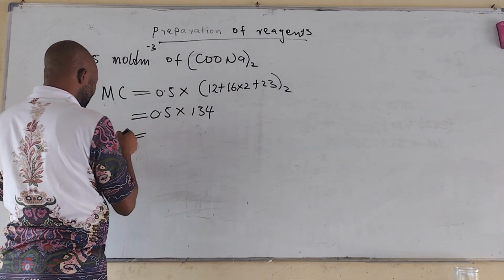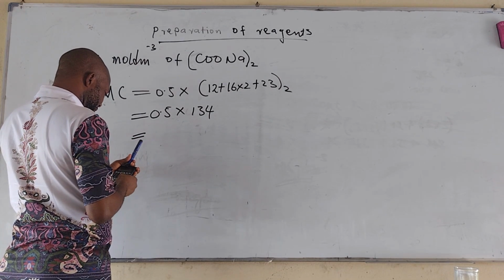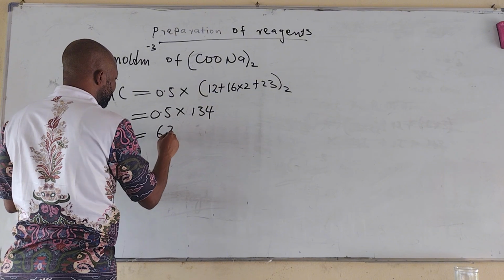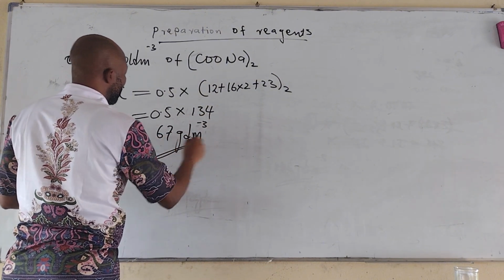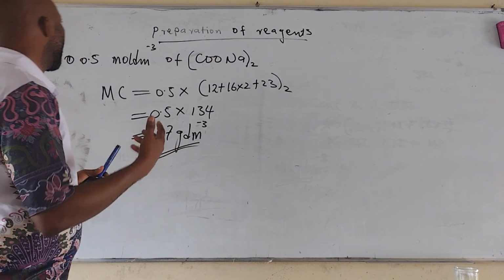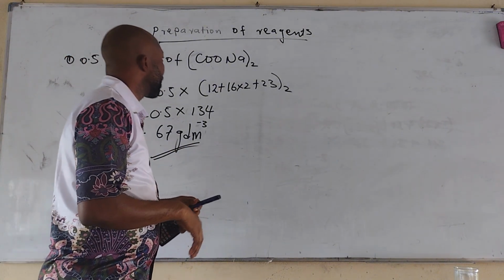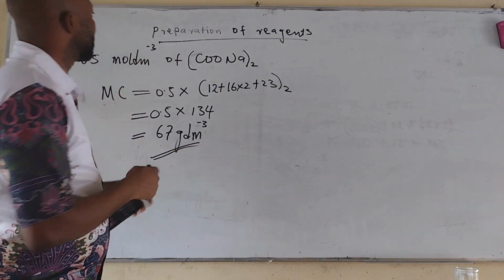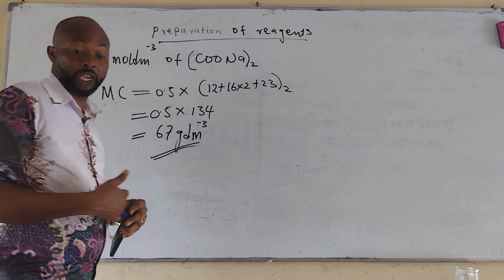Times 0.5, that gives me 67 g/dm³, which is the mass concentration. So this is the value which we're going to measure when we are preparing 0.5 mole per dm³ of sodium oxalate. That is it. Measure this and dissolve in 1000 ml.